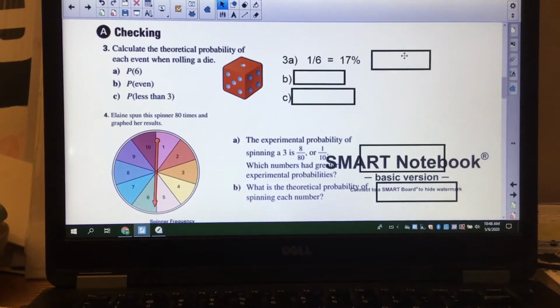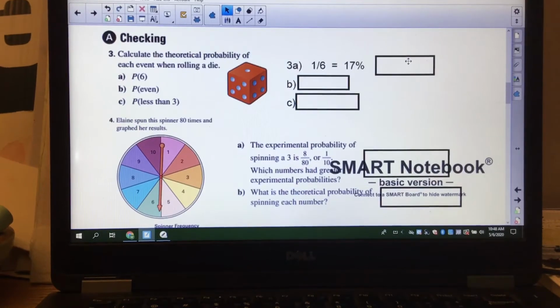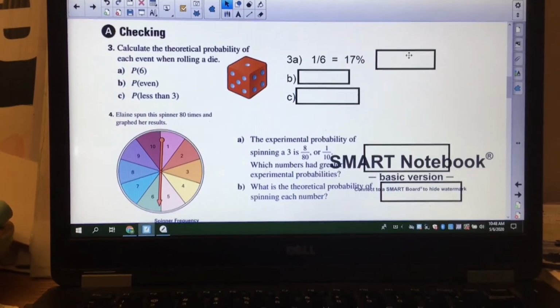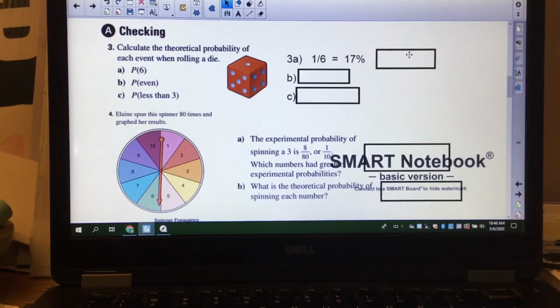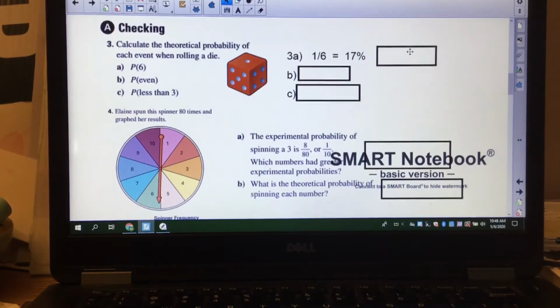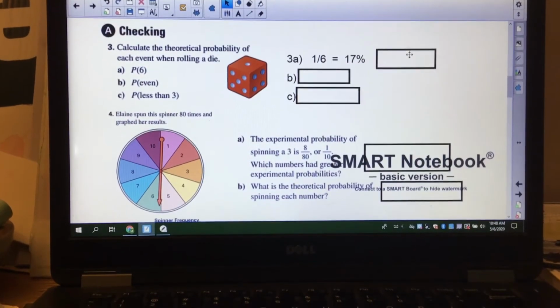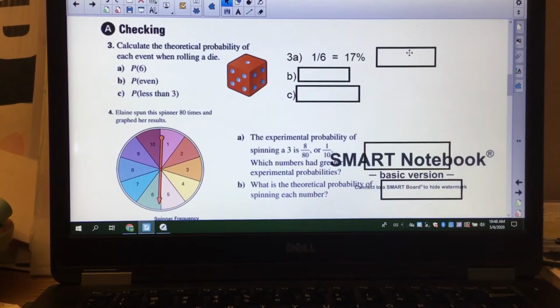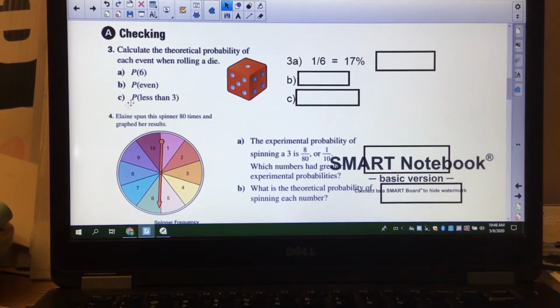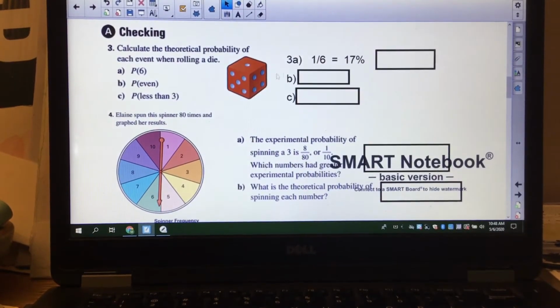I'm rounding everything. I want whole percentages, because when we're talking about a dice roll, we don't need 0.7% or 0.6%. Just give me a whole percentage. See if you can do B and C: the probability of getting an even number and the probability of getting a number less than 3. Pause it and give it a try.